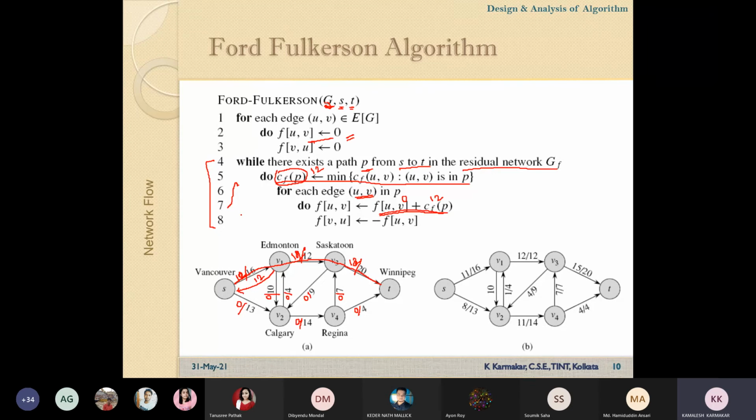You have already learned this in data structures. Forget about network flow. If a graph is given and you have to find a path from a specific starting vertex to a specific terminating vertex, which algorithm will you use? Depth first or breadth first? DFS. Yes, DFS will be used. You have already implemented it in earlier labs.